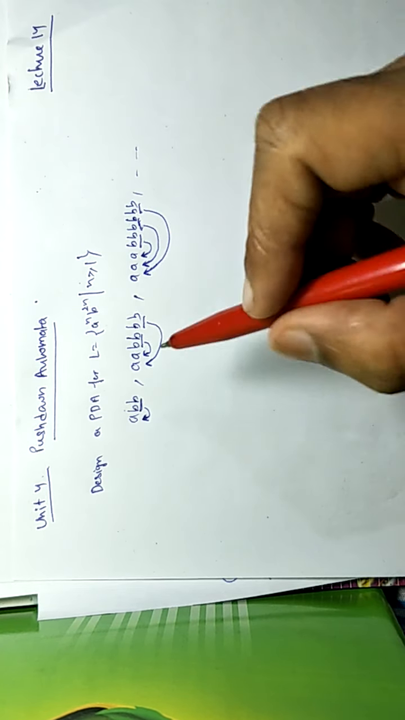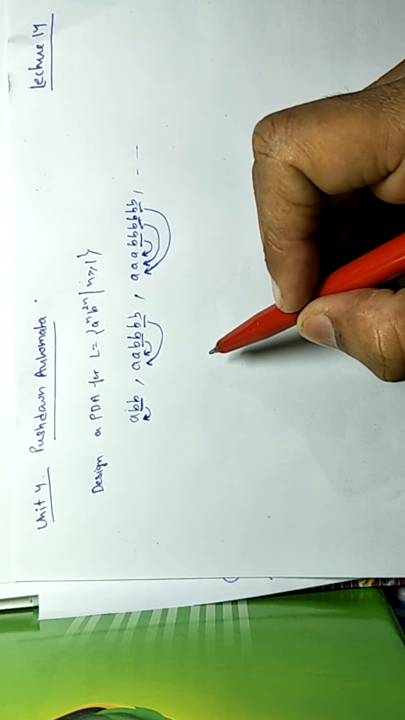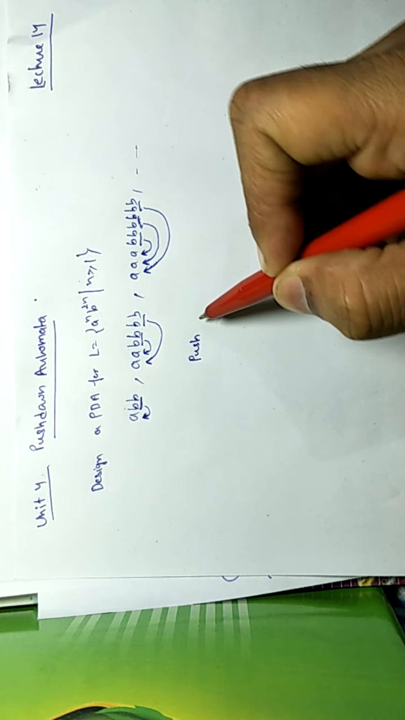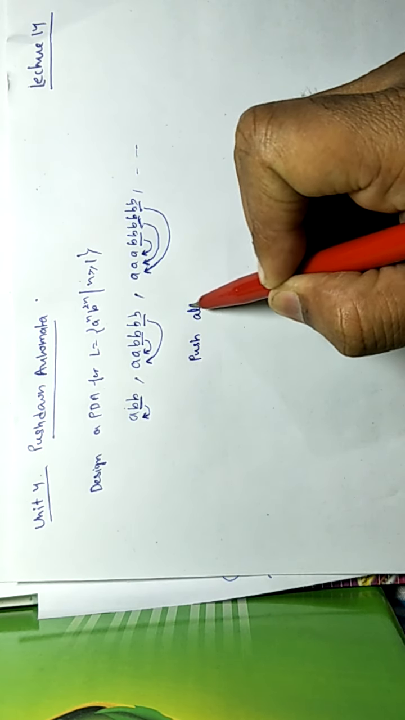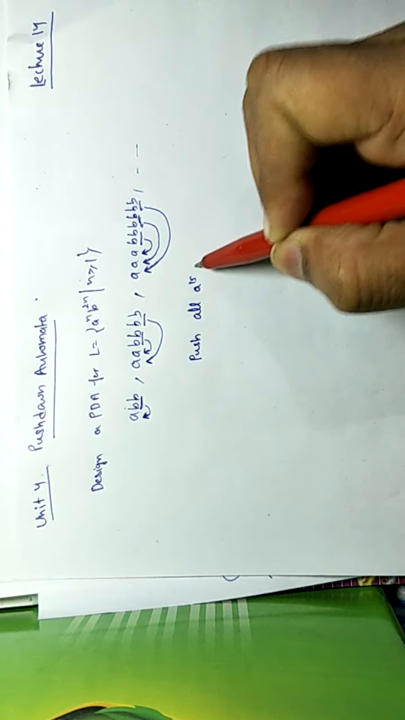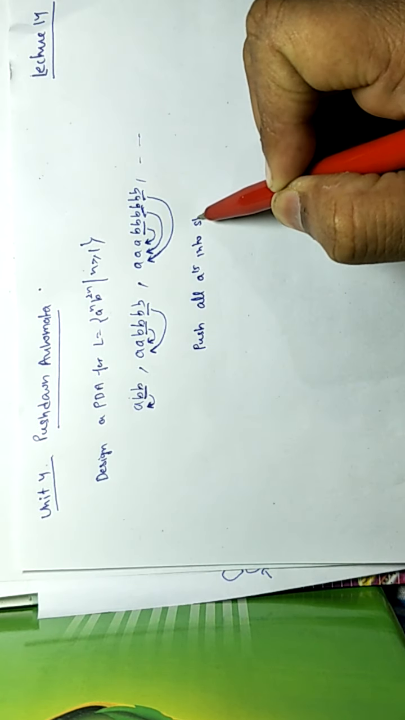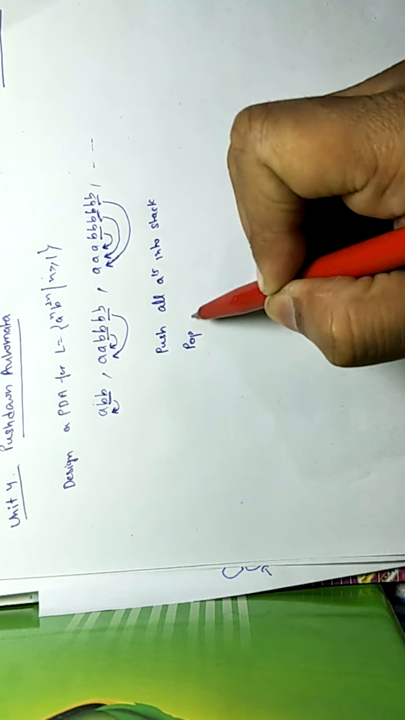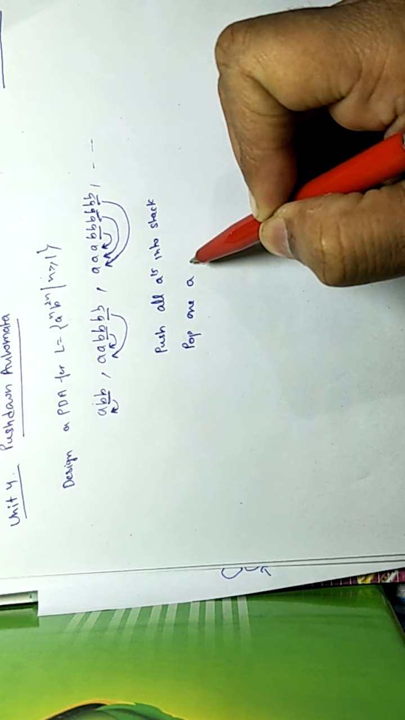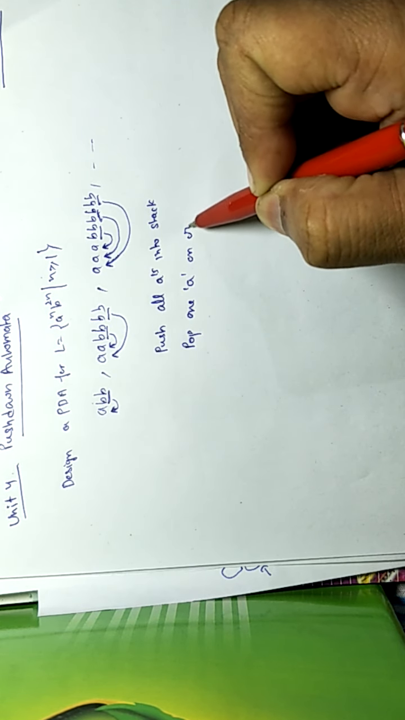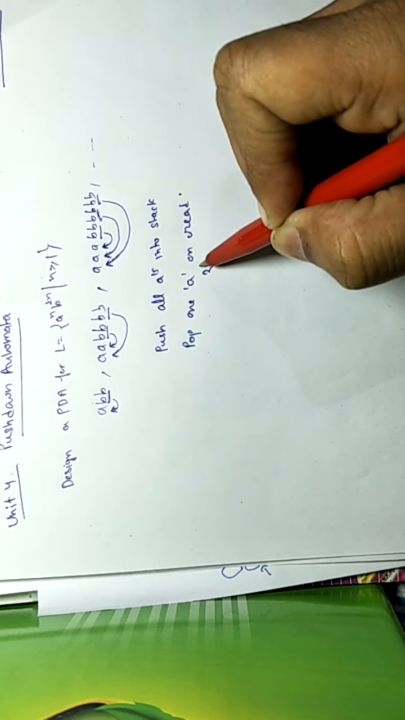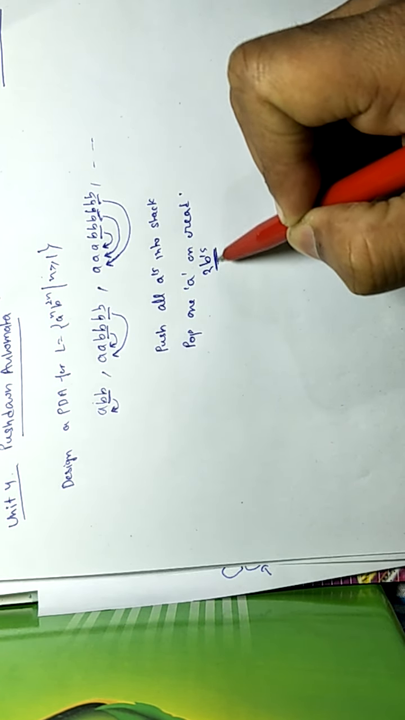So what we need to do when we design the PDA for this language is push all a's into the stack, and pop one a on reading 2 b's. On reading 2 b's we have to pop 1 a.